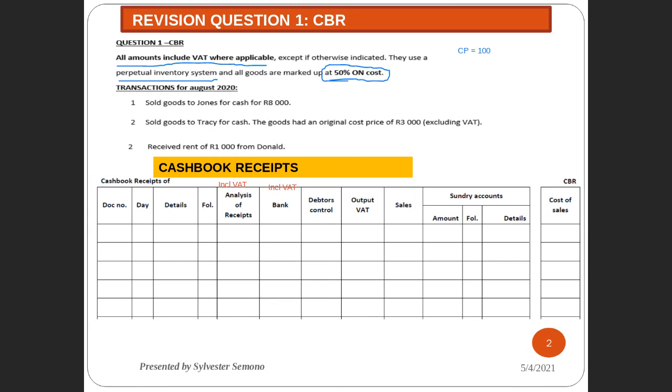And we say markup is 50. I'm just going to say selling price is going to be what? 150. Because the markup is on cost. Can you see now? This will help you a lot, because next time the markup can be on selling price. So the markup is on cost. That's why I'm going to analyze like this. So let's make sure that we remember how to do it.